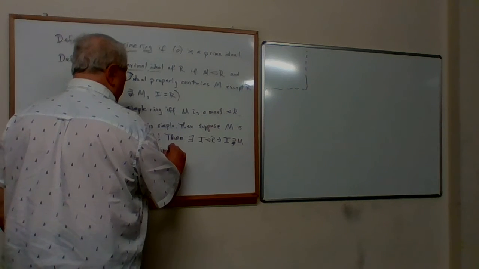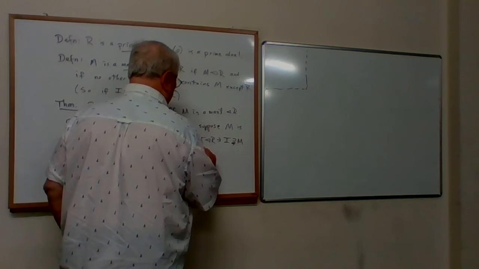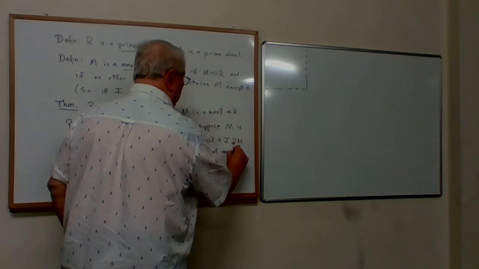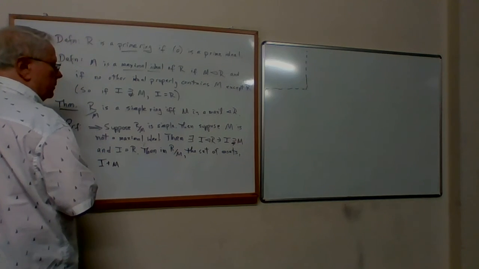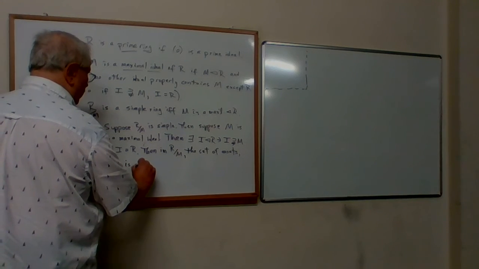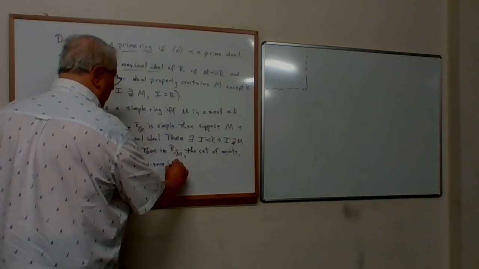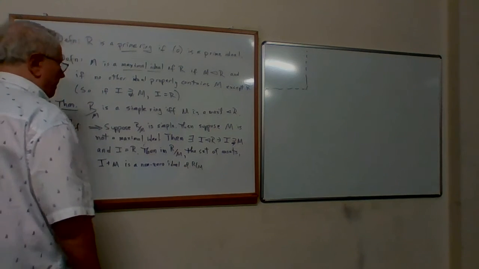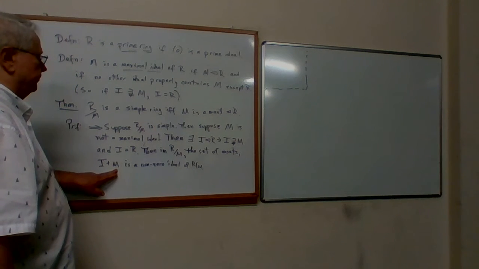Then in R mod M, the set of cosets I plus M is a non-zero ideal of R mod M, because it properly contains the zero of R mod M.